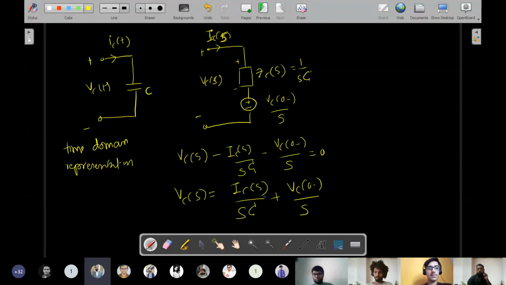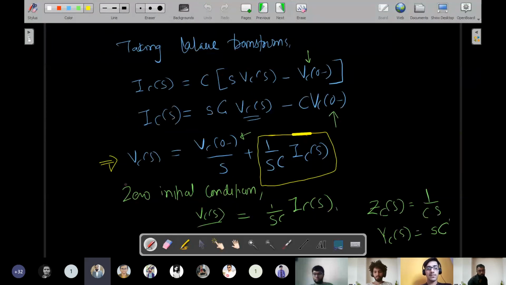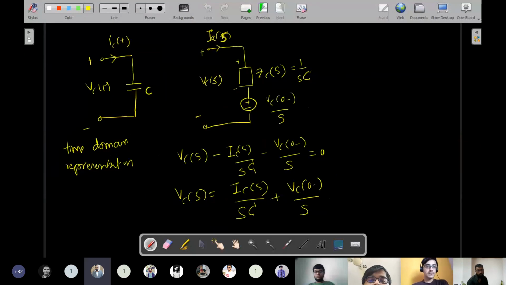Now compare both of these equations. Here also a plus sign, here also a plus sign, this VC of S. And now it has become the same equation. No difference in both of these equations. See, this one is also the same as that equation. So our consideration is totally correct here, the plus minus sign.